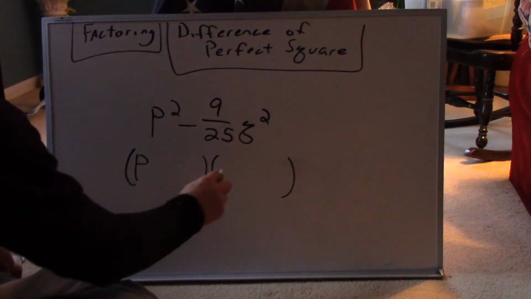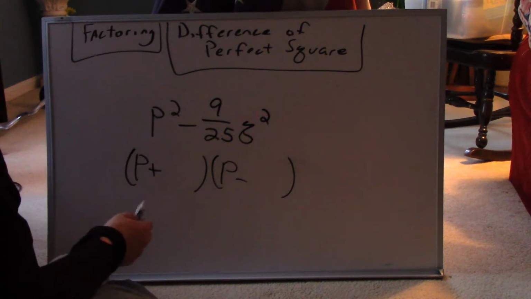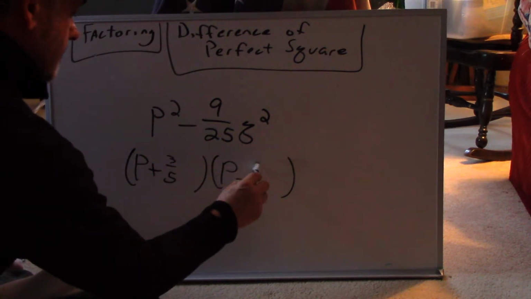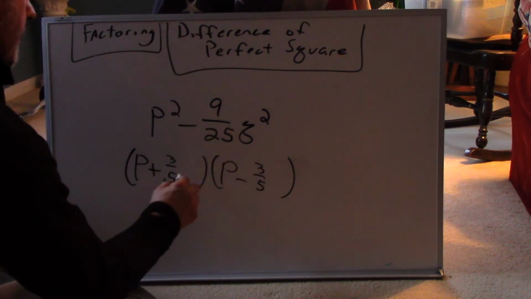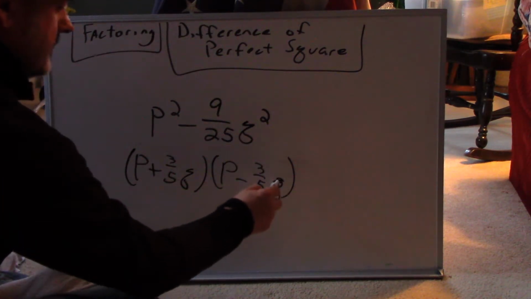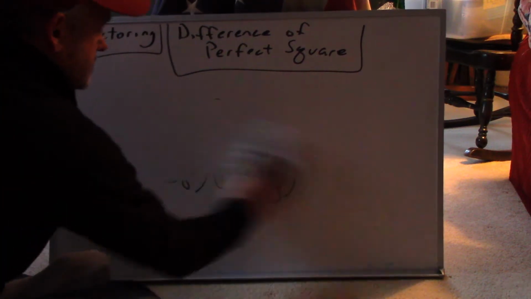So let's break up the p's. Plus minus. 9 and 25? Well, 3 over 5, obviously. And break up the q. That's it. Sorry about my crazy q. Does that make sense to you? I hope it does. All right, let's do another one.